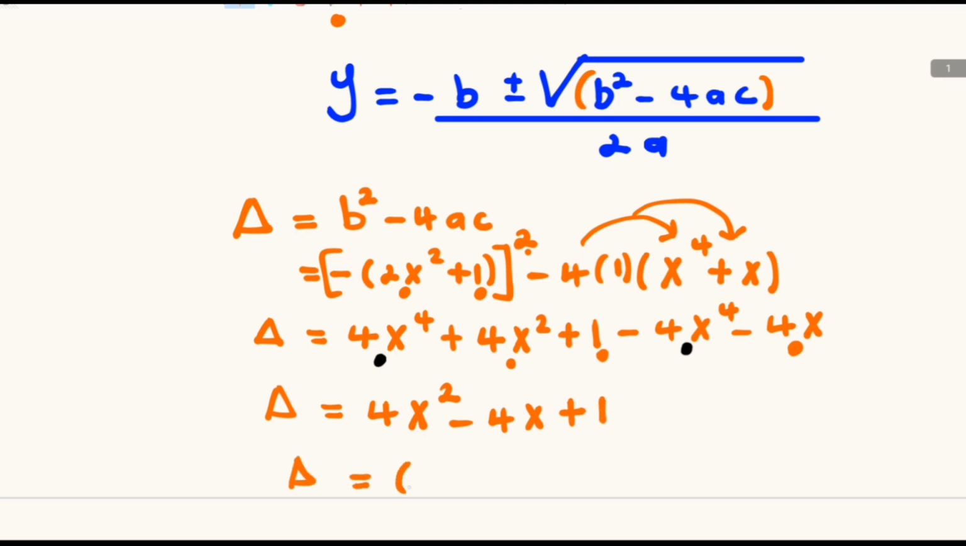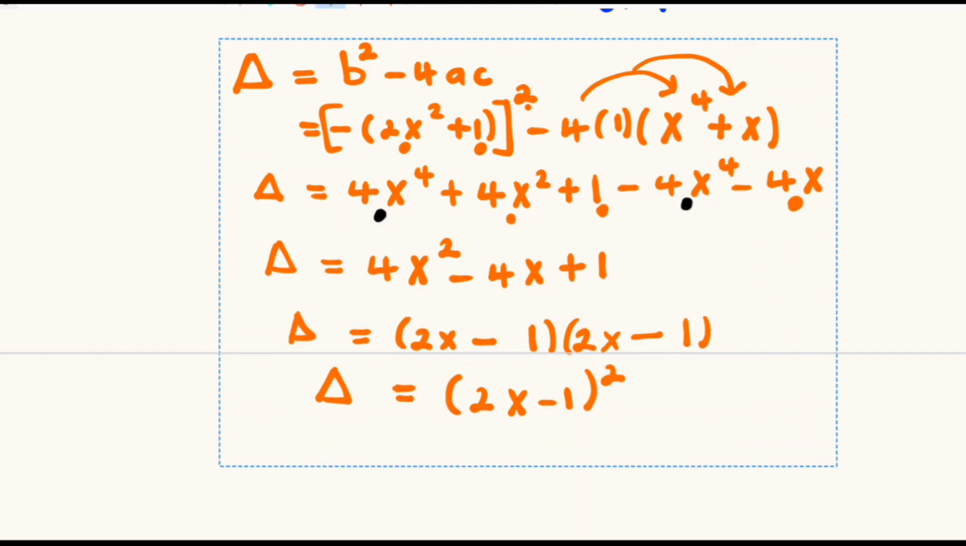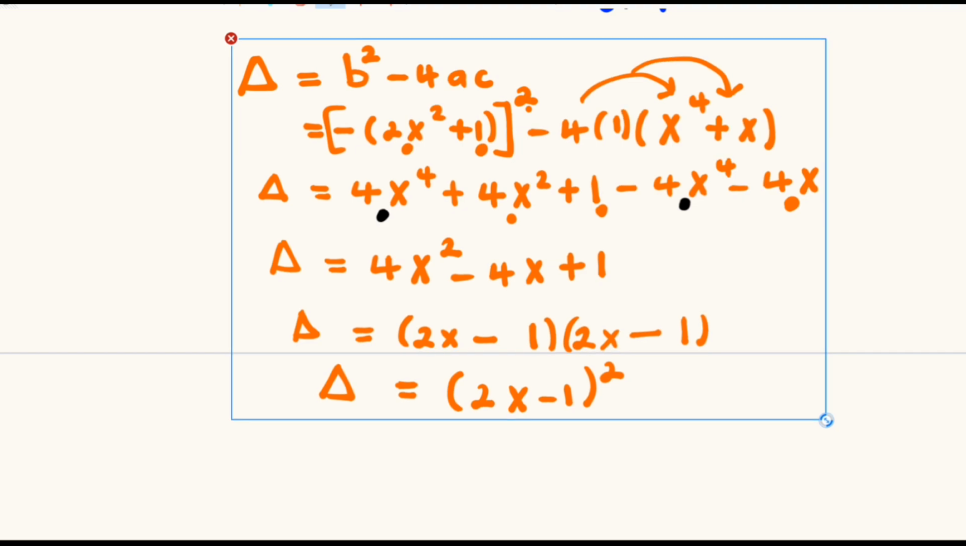And when we factorize, the factors of the 4x squared will be equal to 2x and 2x, and the factors of the positive 1 will be equal to 1 and 1. And because of this negative and that positive, we'll have negative here and negative there. So our discriminant will be equal to 2x minus 1 multiplied by 2x minus 1, which is 2x minus 1 squared. So we have successfully determined our discriminant.